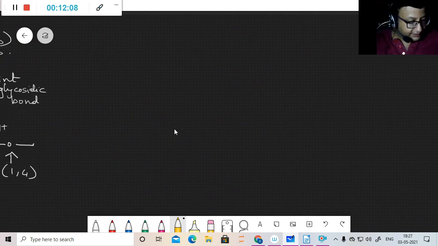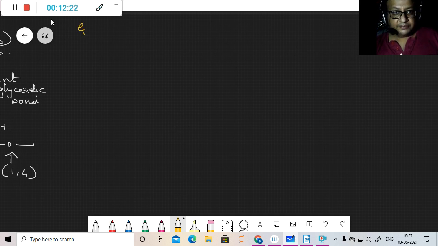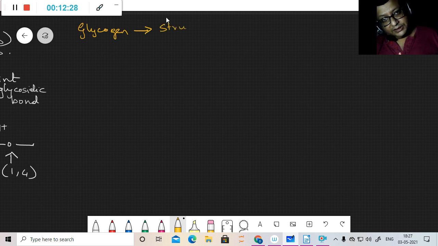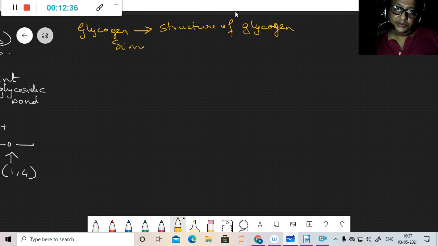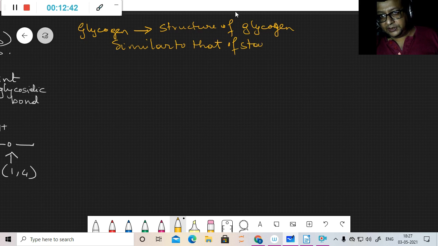So let us go to the next part, which is that of glycogen. The structure of glycogen is similar to that of starch, but what you find here is you have more number of branch points.